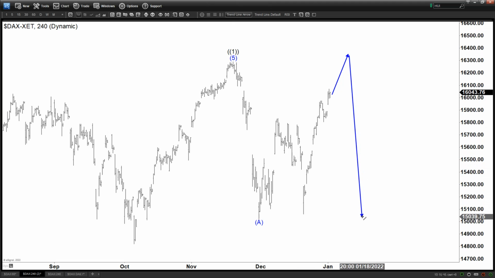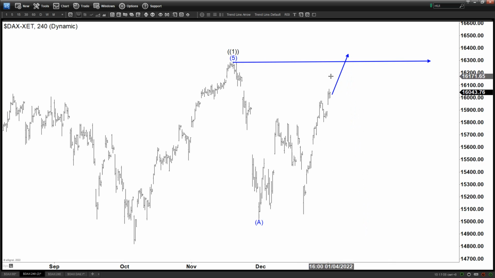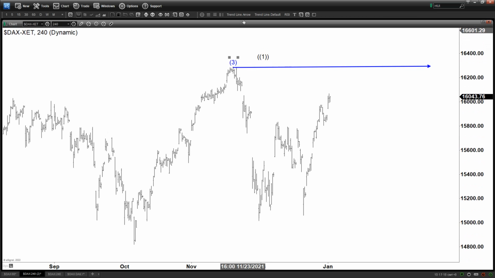Now, what's the disadvantage of this? Well, the disadvantage is this one will be too long, right? It will be too long to be a B, and then also this one looks impulsive. Whereas if you call it an expanded flat, then the A has to be a corrective structure, right? So that's the disadvantage of calling for an expanded flat if it breaks above here, which is therefore probably not likely. And the other option will be simply that instead of ending 3, this is your ending 5, this is your 3, and this is your 4, and we are in the 5.